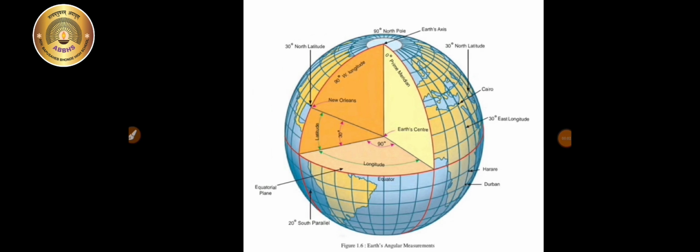30 degree east is a semicircle that joins all places at an angular distance of 30 degree east. This meridian passes through Harare, Cairo and Durban.